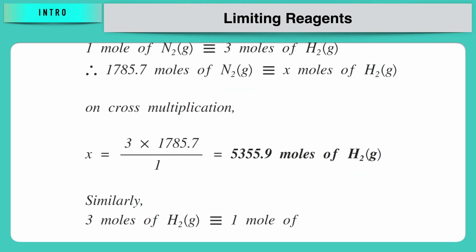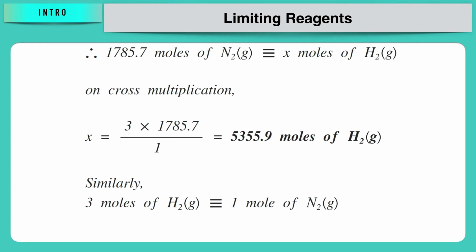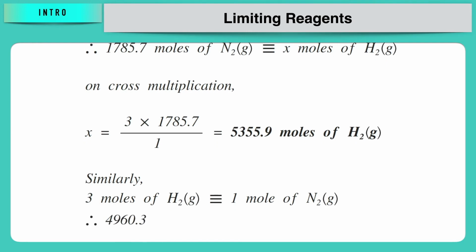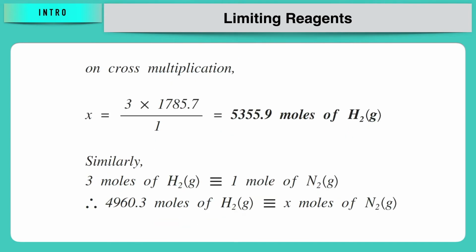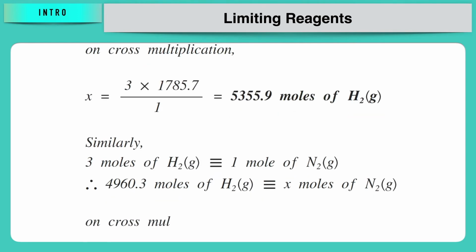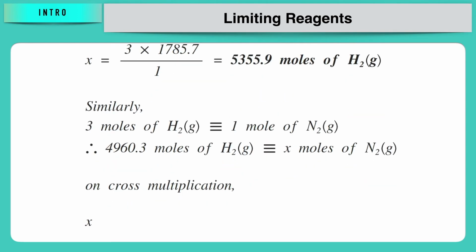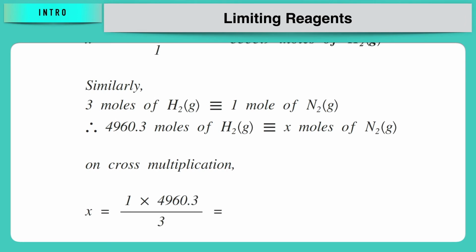So now I'll consider 3 moles of H2 reacting with 1 mole of N2. How many moles of N2 will react with H2? If I have 4960.3 moles of H2, they are going to interact with 1 upon 3 into 4960.3 moles. That becomes 1653.4 moles of N2.